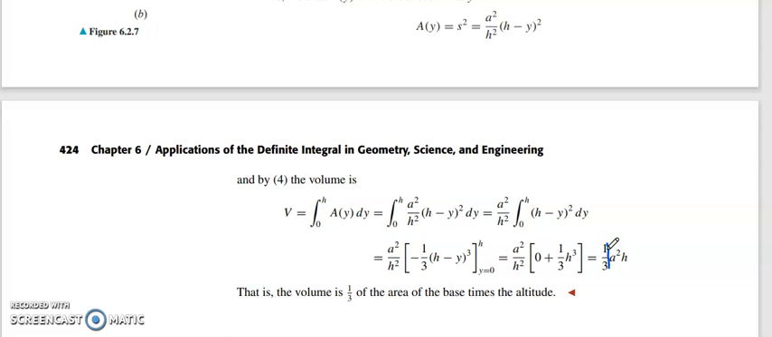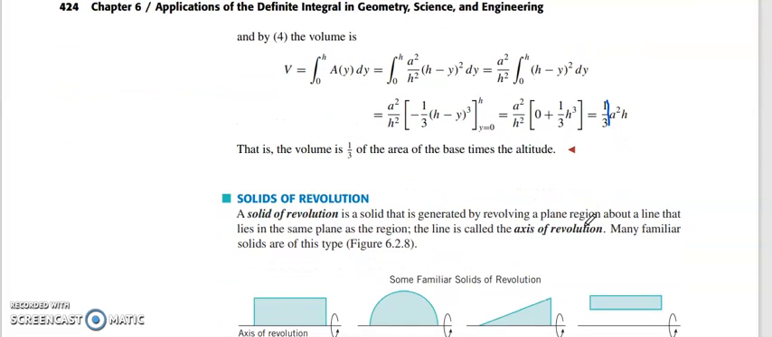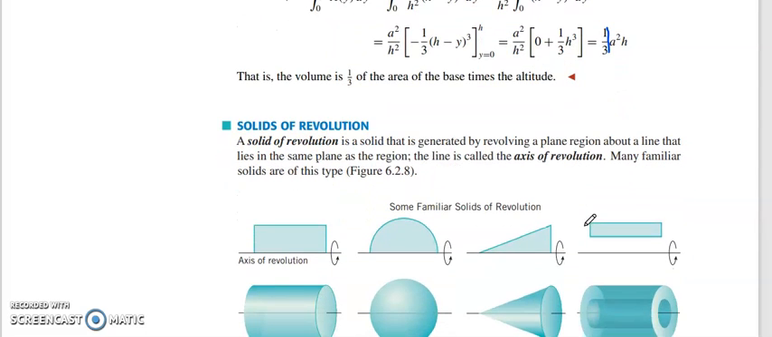Now let us move on to how to find the solid of revolution, or what is the meaning of solid of revolution. By solid of revolution we mean a solid which is generated by revolving a plane region about a line that lies in the same plane as the region. So the line is called the axis of revolution.